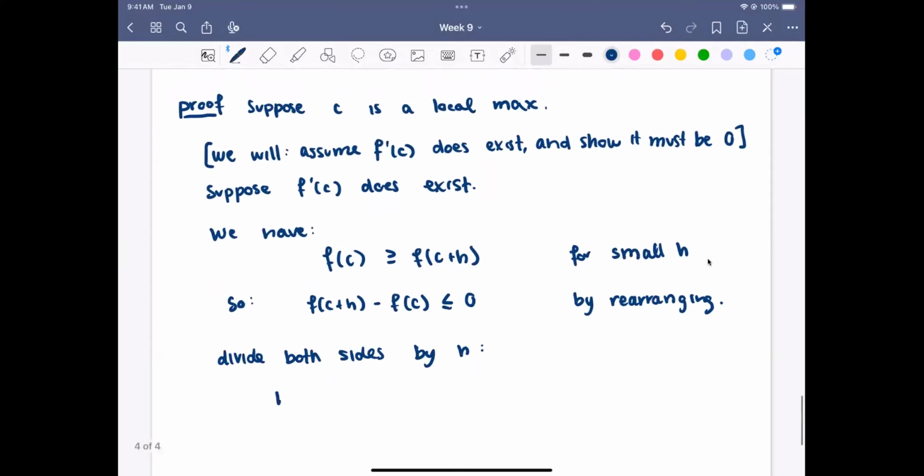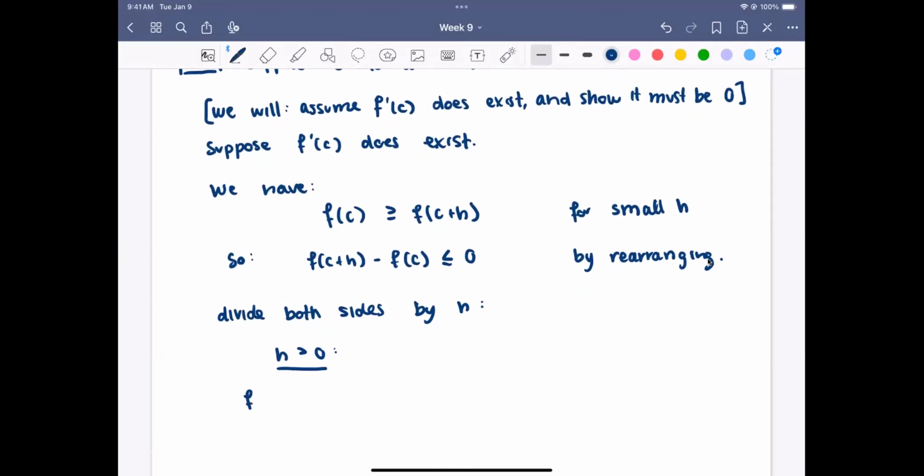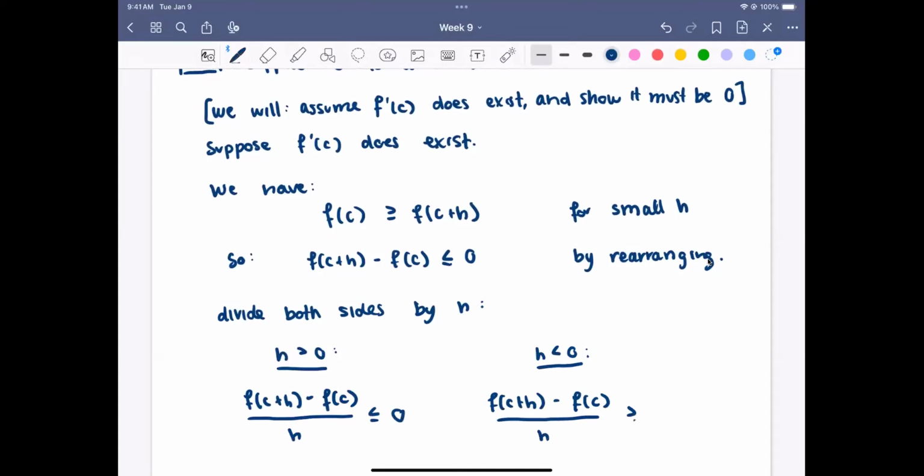So if h is greater than 0, we get the following. So we can just divide by h without flipping the inequality. So we get f of c plus h minus f of c divided by h is less than or equal to 0. And if h is negative, then I have to flip the inequality. So I get f of c plus h minus f of c divided by h is greater than or equal to 0. Okay, so far so good?